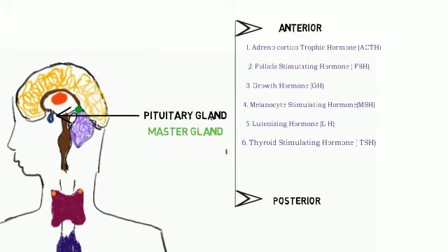So this was all about the anterior part. What about the posterior one? Two very important hormones, namely Antidiuretic Hormone or ADH and oxytocin, are secreted from the posterior part. ADH is also known as vasopressin and is responsible for retaining water in the kidney. And oxytocin is associated mainly with the contraction and relaxation of cervical muscles during childbirth.